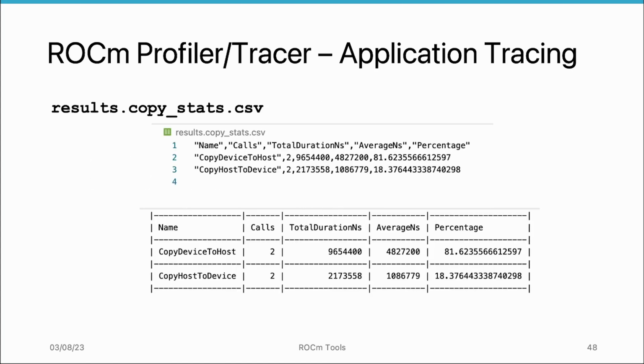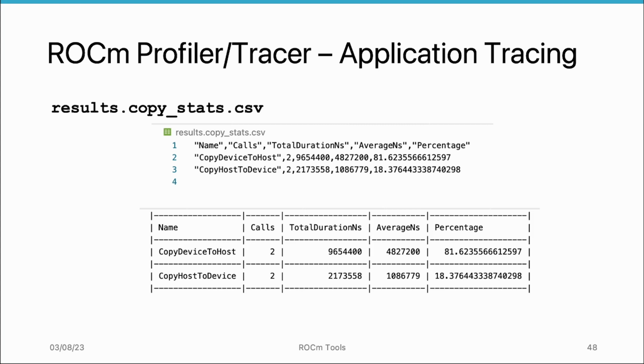In the results.copy_stats.csv file, we get the time measurement on HIP runtime calls. The file is stored in the comma-separated values, that is CSV format. If we convert the file into a more readable table as shown below, we can see that the file aggregates the execution time of memory copy device to host and memory copy host to device. The underlying program calls the host to device memory copy twice and the device to host memory copy twice. This table shows the average duration and total duration of memory copies in each direction in nanoseconds.